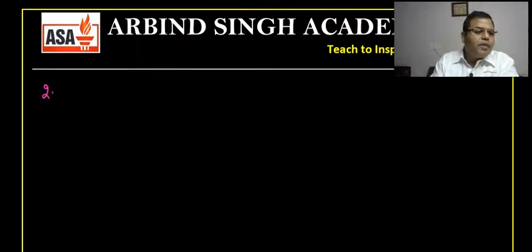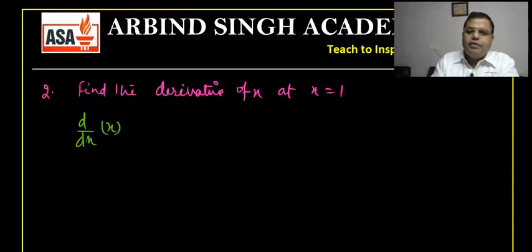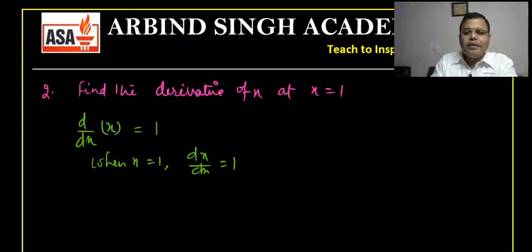Question number 2, find the derivative of x at x is equal to 1. So again you have to go with dy dx of x, because the function is in terms of x, so we can find the derivative in terms of x. So dx by dx is 1. So when x is equal to 1, dx by dx is also 1, because it is independent of x.